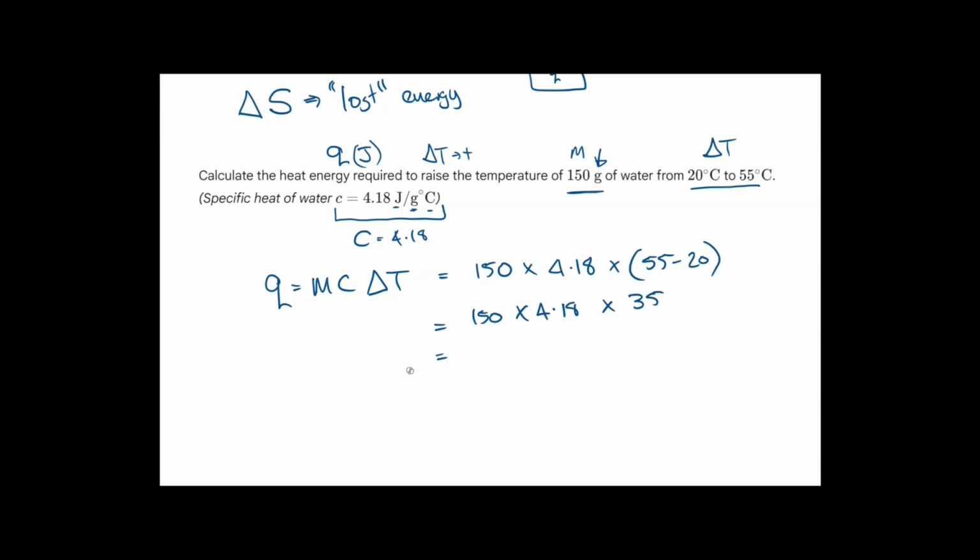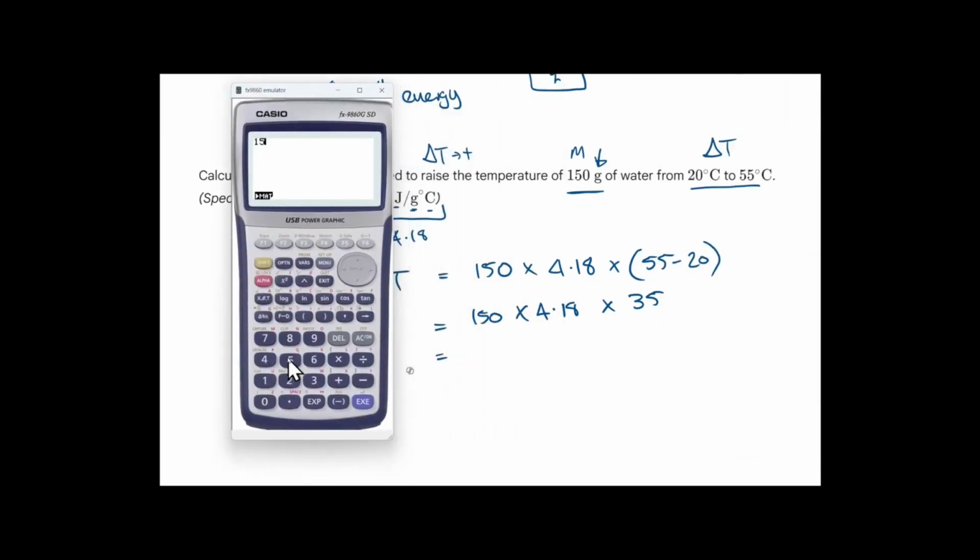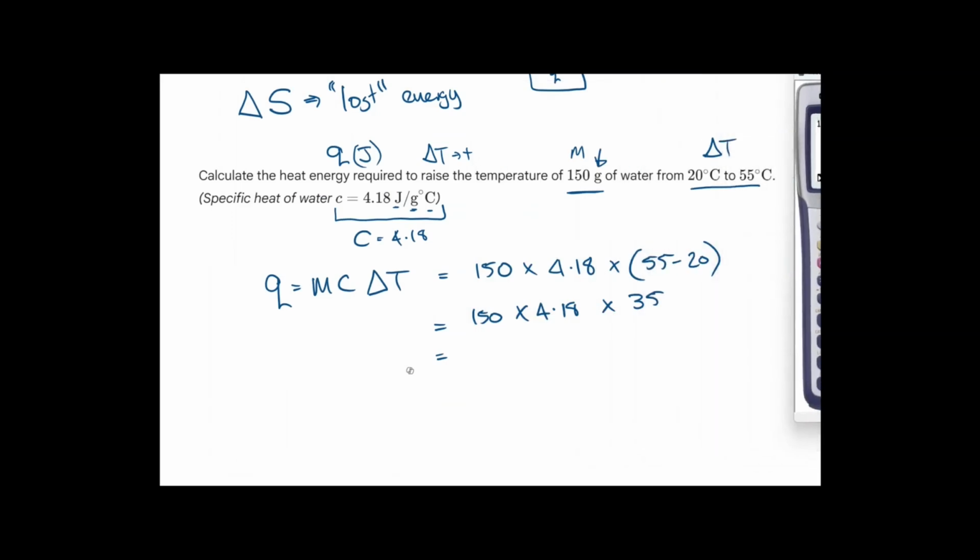Okay, and we grab Mr. Casio and let him do his thing. So 150 times 4.18 times 35 is 21945. What's the unit? It's going to be in joules.